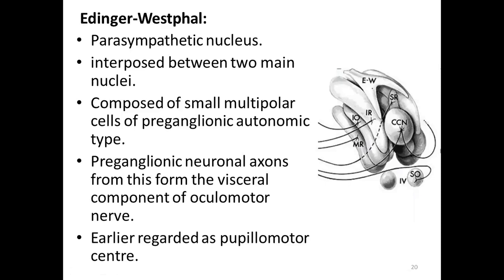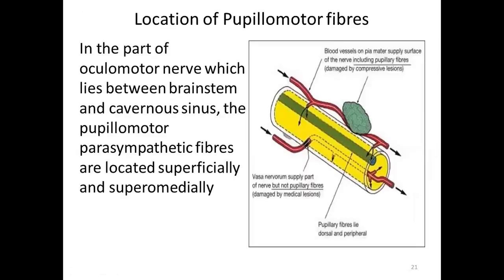Next, the Edinger-Westphal nucleus, a parasympathetic nucleus interposed between the 2 main nuclei, composed of small multipolar cells of preganglionic autonomic type. Preganglionic neuronal axons from this form the visceral component of the oculomotor nerve, earlier regarded as the pupillomotor center. And these are the location of the pupillomotor fibers.